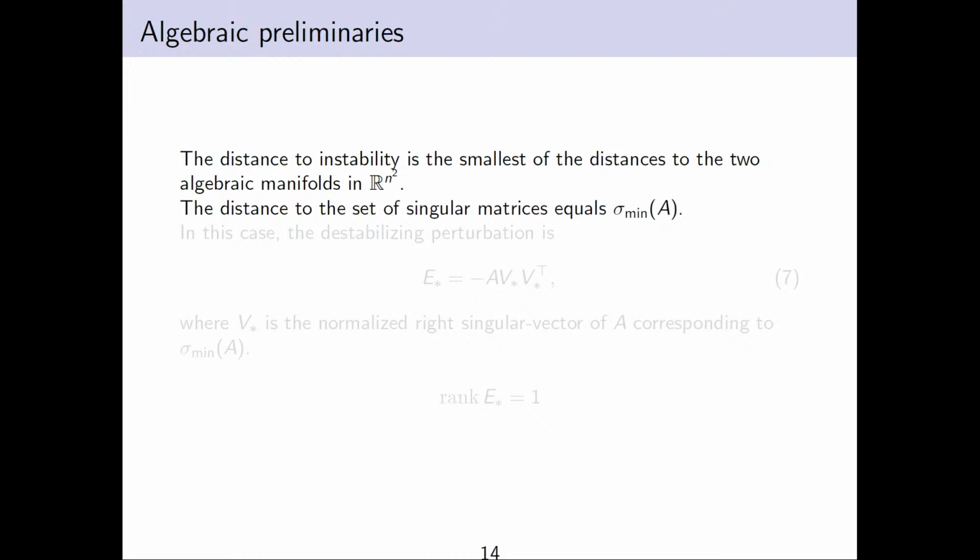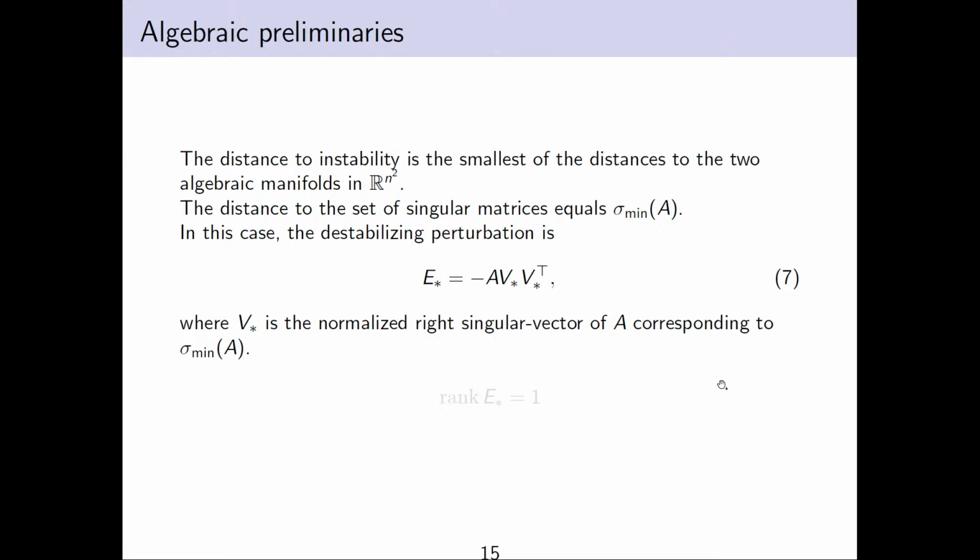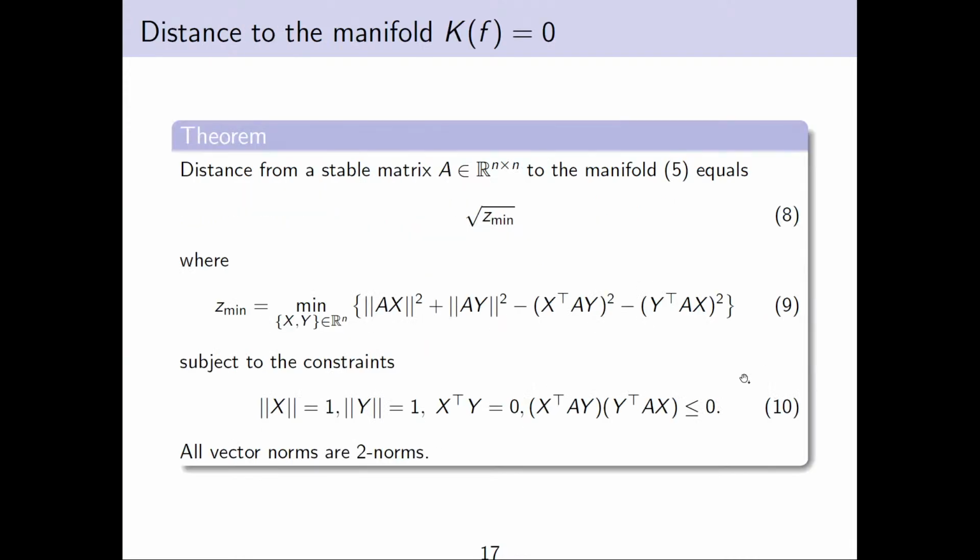The distance to the set of singular matrices is known. It equals the minimal singular value of the matrix. And in this case, we can find the destabilizing perturbation too. In this case, it has rank 1. The distance to the second manifold is found in a more complicated way. That is the problem for today.